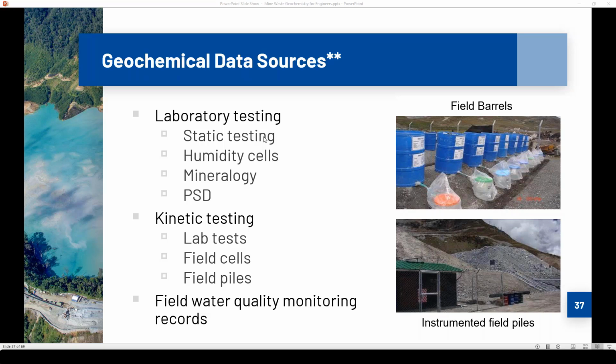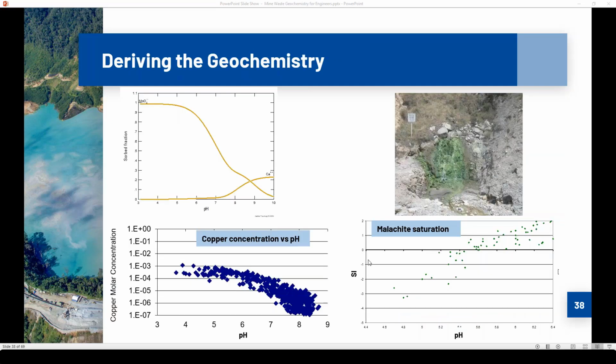So all those types I showed previously: static testing, kinetic testing, mineralogy. The kinetic testing that has been completed includes both laboratory testing, some of the field cells shown there in the top figure, and at this particular mine site, some instrumented field piles, which test the water quality changes over time for different waste types. And then also the mine has a fairly large water quality monitoring database that can be used to both understand the geochemistry and to calibrate this model.